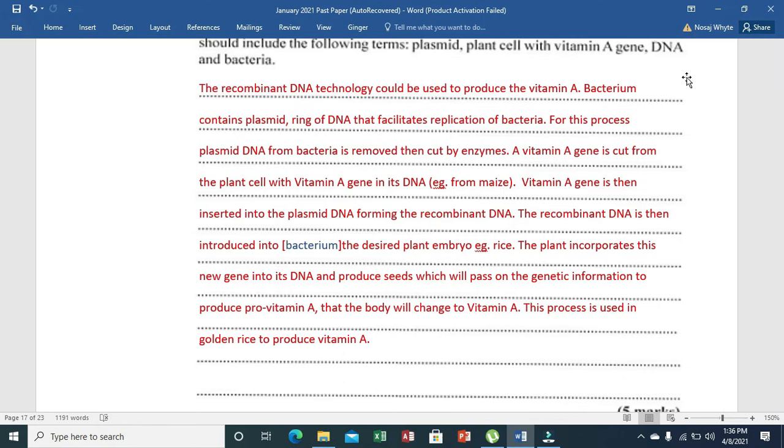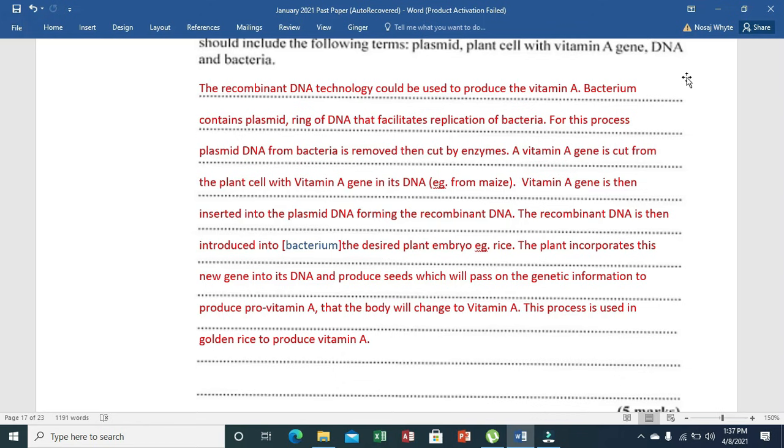One could say a restriction enzyme, but it is cut by an enzyme, right? Now, remember, enzymes are chemical. A gene is cut from the plant cell with vitamin A genes in the DNA. Now, an example of a plant cell that would have this vitamin A is Zea mays, or one might call it corn. The vitamin A gene is then inserted into the plasmid DNA, forming a recombinant DNA.